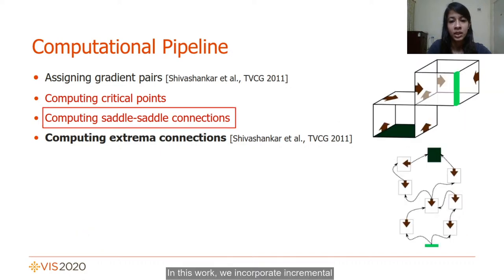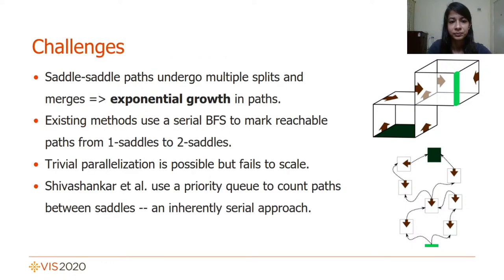In this work, we incorporate incremental improvements to step 2 and focus the bulk of our attention on step 3, which poses the biggest challenge in terms of performance. Do note that we extensively leverage data parallel primitives such as prefix sum and stream compaction offered by the library Thrust, details regarding which are available in the paper.